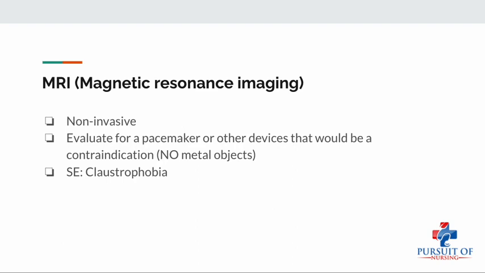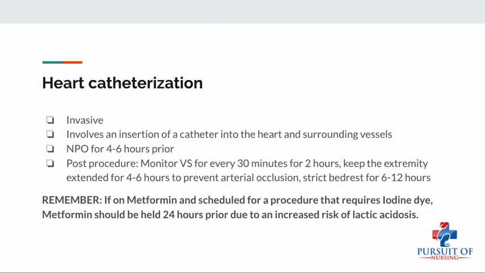So an MRI can provide information on chamber size and thickness, ventricular function. It can also look at blood flow through the heart and also look at the coronary arteries.